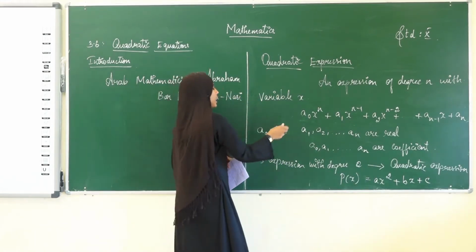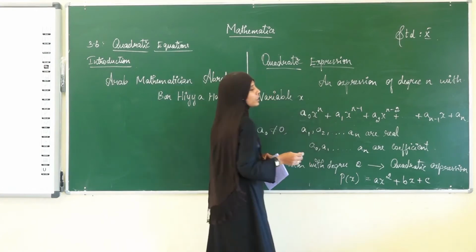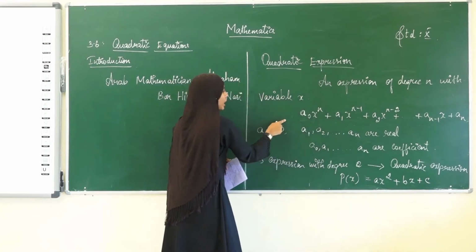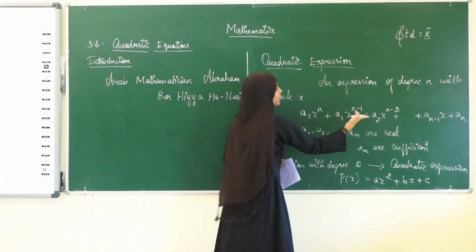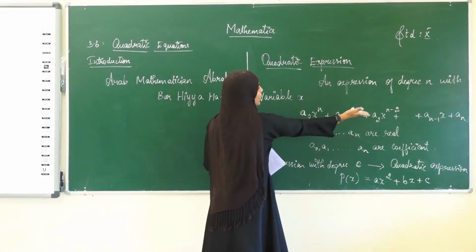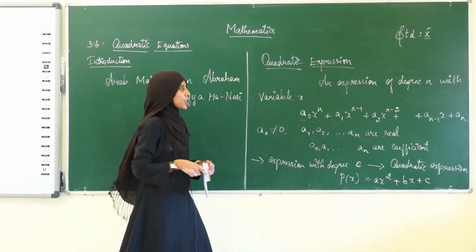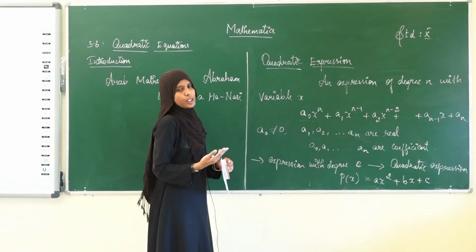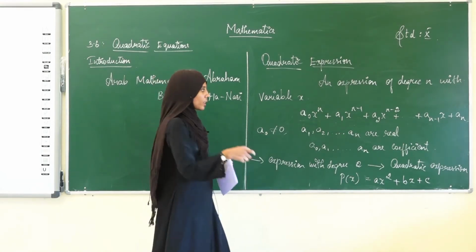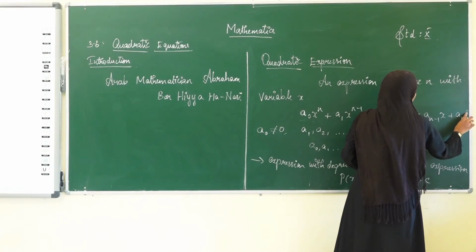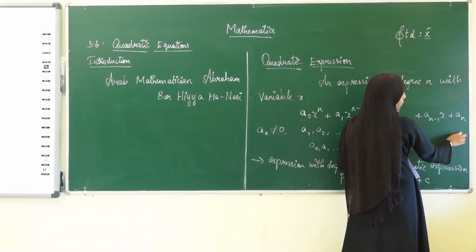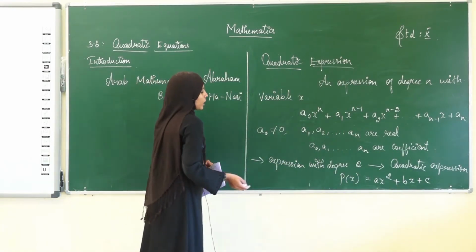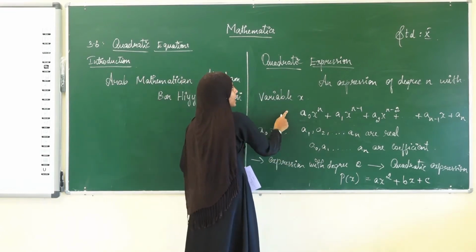The coefficient of the first term, a0, should not be equal to 0 because we have said the expression is of degree n. These terms must be real, and a0, a1, a2, etc. up to an minus 1 are called the coefficients of the expression, and an is called the constant term. It may also be called a coefficient, the coefficient of the variable x power naught. Therefore we can say it is the constant term, and it can also be called a coefficient.